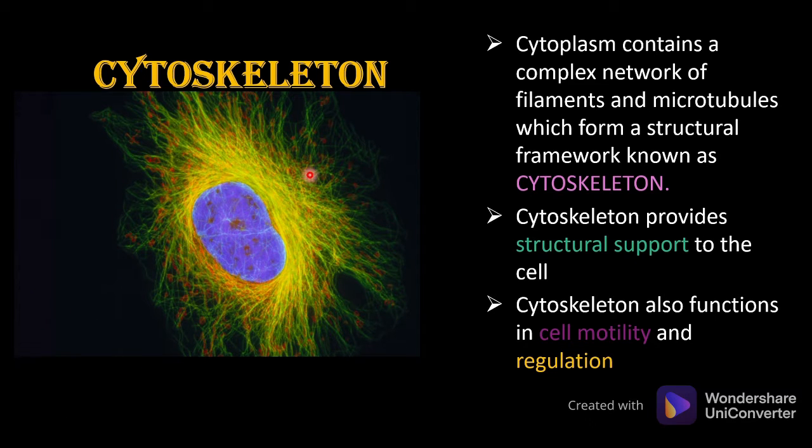So here you can see how thin filaments are present here, and this is a complex network of filaments as well as the microtubules, and this forms the cytoskeleton. This provides structural support to the cell, as well as it helps in cell motility and regulation. So you may say that all the constituents of the cytoskeleton help in maintaining the cell's shape. It is also responsible for locomotion of the cell as well as movement of various organelles within the cell.